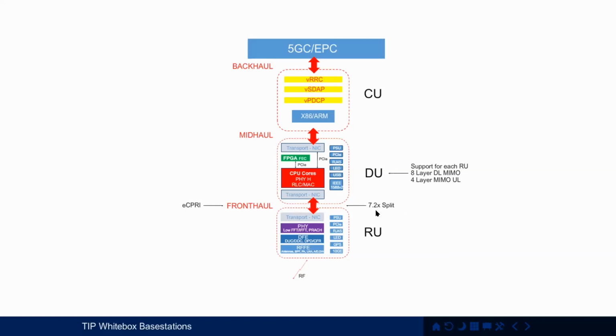It mentions something called the 7.2x split. Well, that's something we'll go into more detail on in the actual one-day ORAN course. But the base station itself is designed to support 8-layer downlink MIMO with 4-layer uplink MIMO. It supports beamforming. In the RU itself, we actually have field programmable gate arrays and application-specific integrated circuits, which are executing the lower layer fast Fourier transform, inverse fast Fourier transform, and supporting the physical random access procedure.